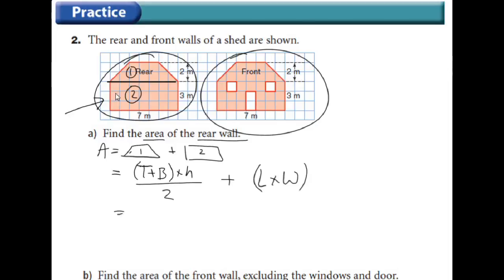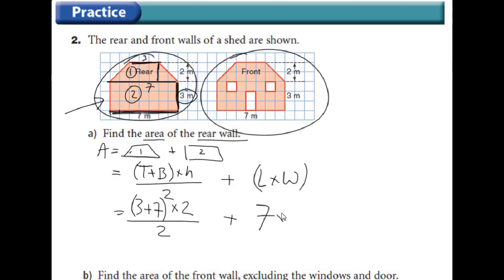So what's our top and our bottom here? Well, again, 1, 2, 3, 4, 5, 6, 7. Every square is 1 meter, so we can simply count. Our top is 3, our bottom is 7. So 3 plus 7 is our top plus our bottom, times our height. Our height here is simply 2. So multiply by 2, and we're going to divide by 2. Then we're going to add our length times our width, which is 7 for our length and 3 for our width. So 7 times 3.